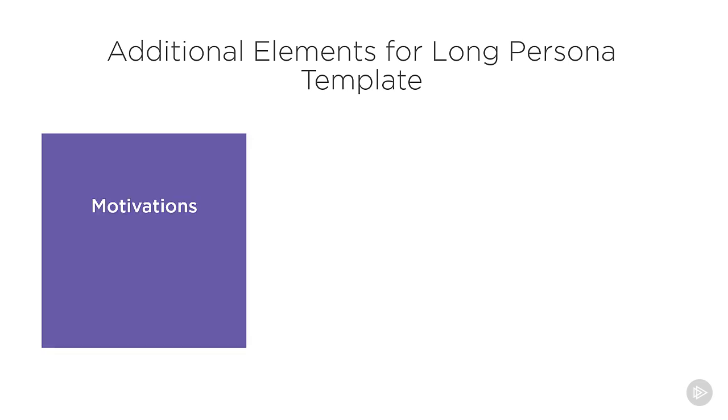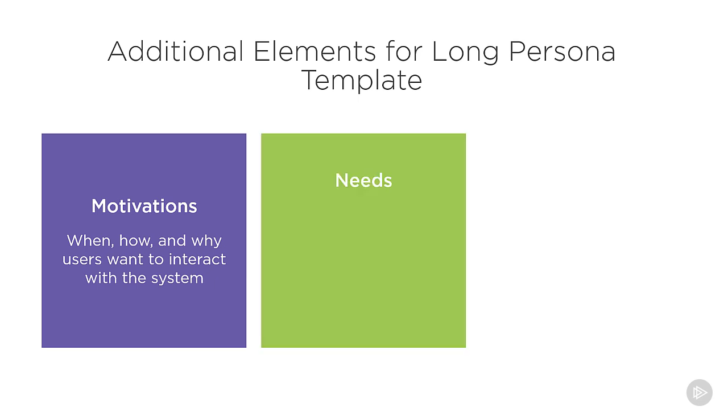There is the motivations element. The users may have different motivations when, how, and why they want to interact with the system, and you need to analyze those. Then we have the needs element. When working on filling in the needs section, try to be as specific as you can. When we talk about needs, we refer to fundamental needs like safety and trust. But we can also cover high-level needs such as the need for acceptance and validation.